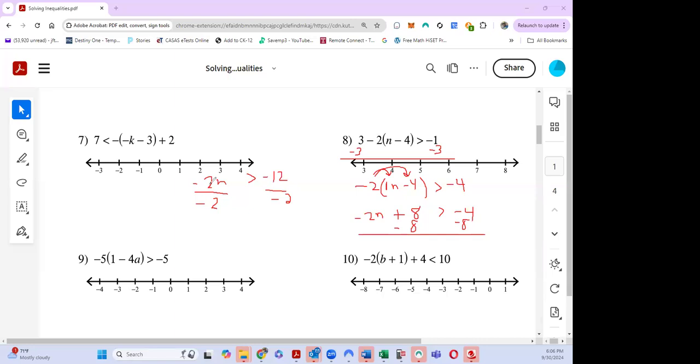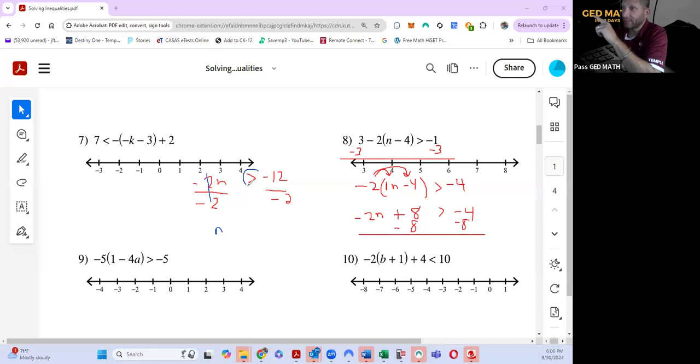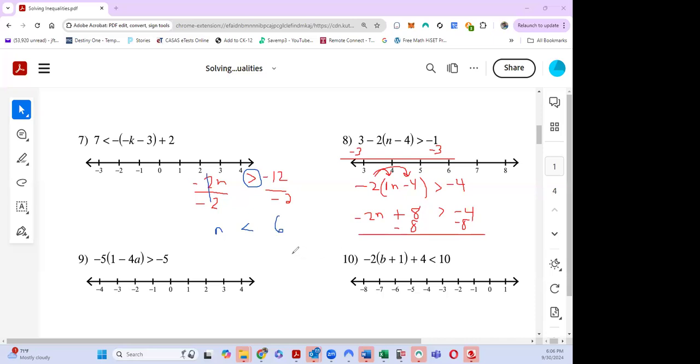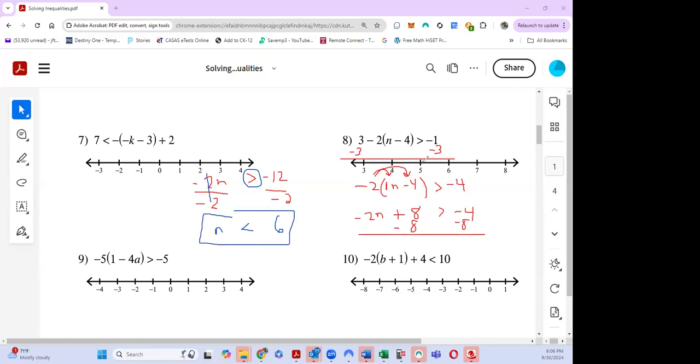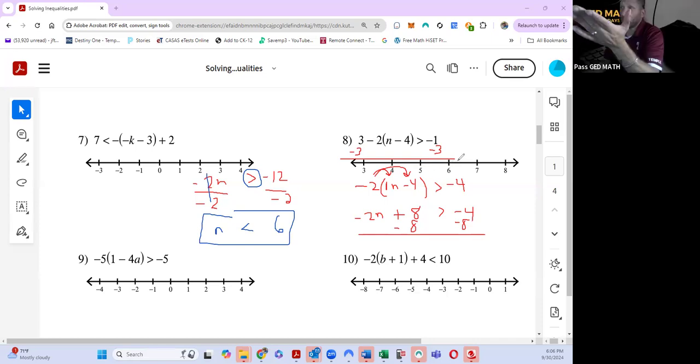But this is where it's important: you flip the sign over, right? So now this becomes less than 6. So -12 divided by -2 is positive 6. And that's our answer: n is less than 6. So if I was graphing this, it would be an open circle, and since it's less than, an arrow to the left.